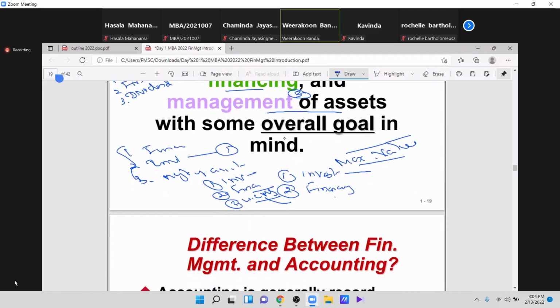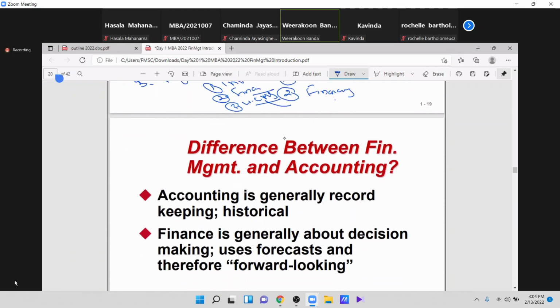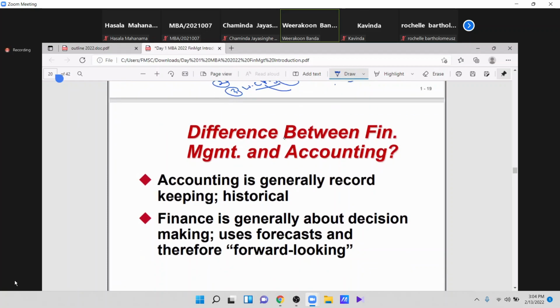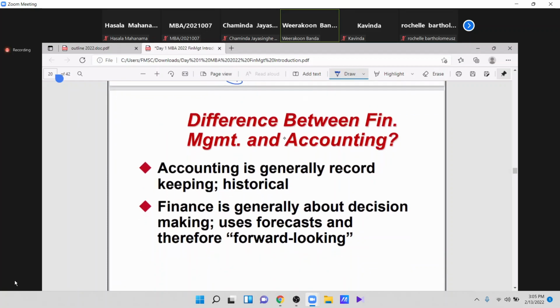So keep in mind the difference between financial management and accounting. Normally accounting is record keeping. If there are some transactions, then we have to report them in the books and accounts. Then ultimately, at the end of the period, we prepare the financial statements. But in financial management, we make some decisions based on the reported values. So accounting is generally record keeping, historical, based on past events.